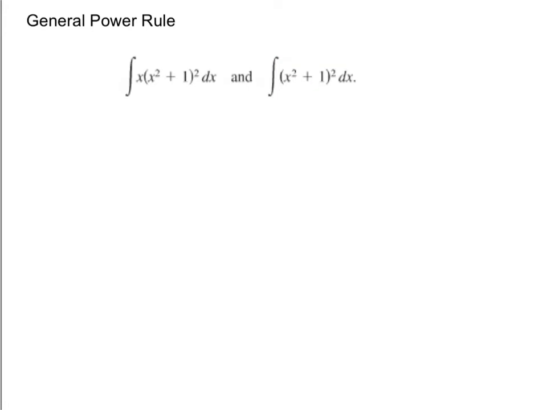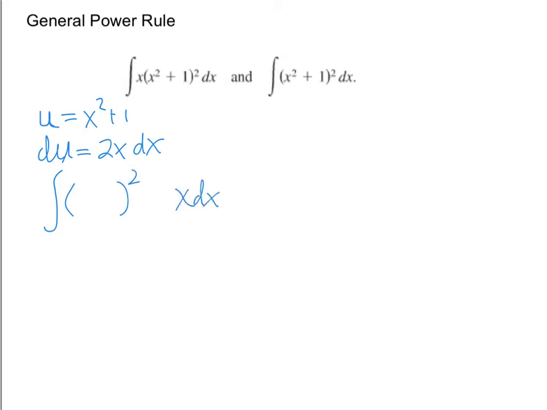So the general power rule looks like this. I've got two different ones. Notice that the first one has an x in the front. This one does not, right? So if I were doing u substitution on this one over here, u would be x squared plus 1, the inside, and then du would be 2x dx. And so I could rewrite that as something to a power with an x dx over here, right?